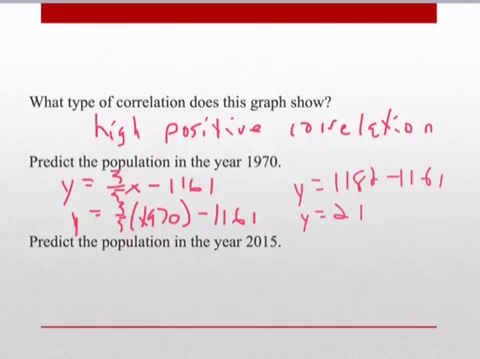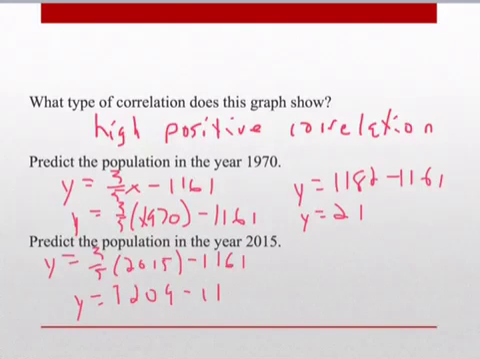Now that's approximate, it's not exact. And then it wants us to predict what the population would be in the year 2015. So we want to do the same thing here. We're going to take x and replace it with 2015. When we do 3/5 times 2015, we get 1,209. And 1,209 minus 1,161, you get 48. So there'd be about 48,000 people in this city in the year 2015.